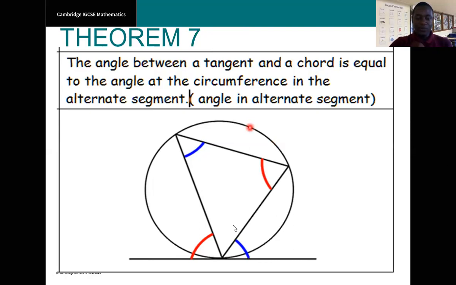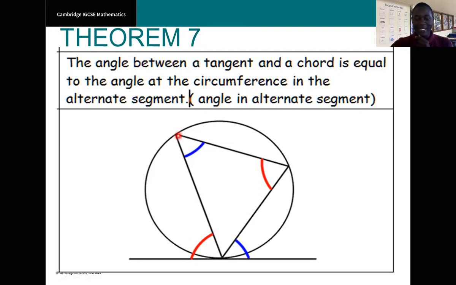When do you make use of this theorem? You make use of the theorem when you have a tangent drawn and a triangle sitting on the tangent. You can see the triangle sitting on the tangent. Take note also that the triangle has its 3 vertices touching the circumference of the circle. If this is not the case, then we don't make use of the theorem.